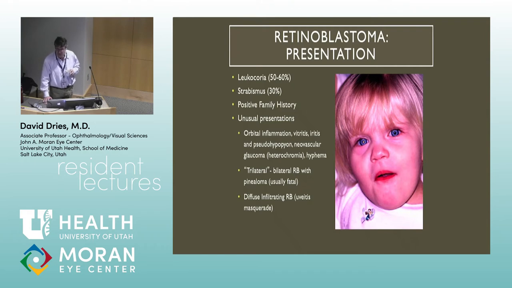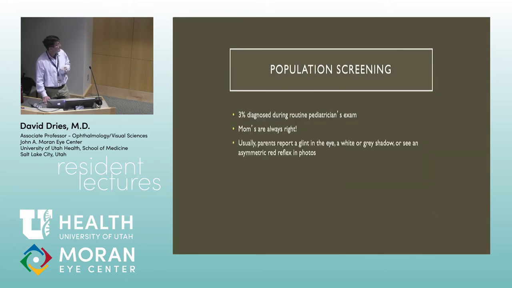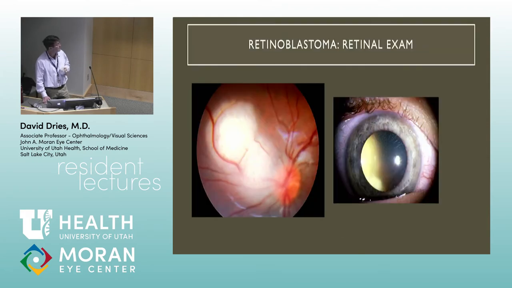5 years, that's weird. Kids with retinoblastoma present in the first 2 years of life, right? But I'm sure Dr. Vertel and Akbar can touch on that too. If it's bilateral, usually by 1 year it's diagnosed, and if it's unilateral, usually by 2 years it's diagnosed. And parents pick this up. Parents, listen carefully to parents.